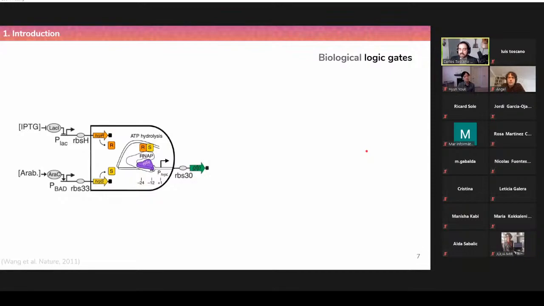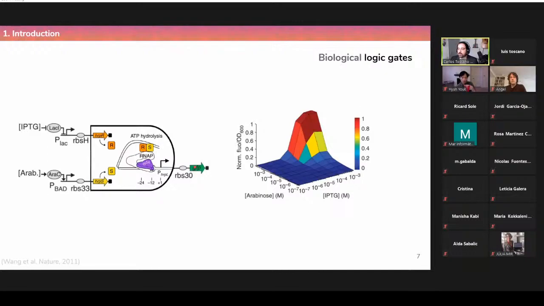These circuits are implemented in bacterial cells. If you have IPTG and arabinose simultaneously in the culture, these two substances will induce the expression of these two transcription factors, R and S, that when they are both present at the same time, will induce the expression of the green fluorescent protein, GFP. Then the host cell will become fluorescent. And actually, we can see that it works: only if both arabinose and IPTG are present at a high concentration simultaneously, we can see a peak in fluorescence.